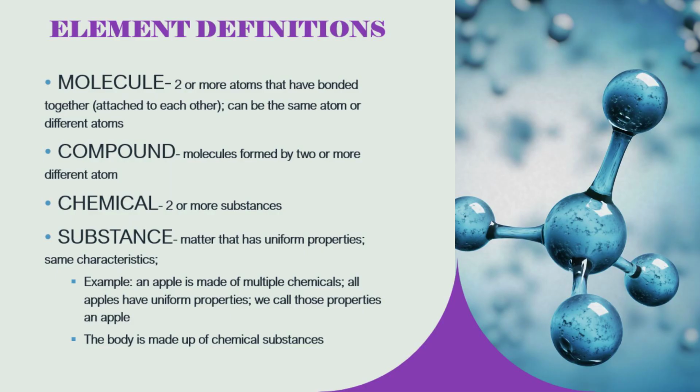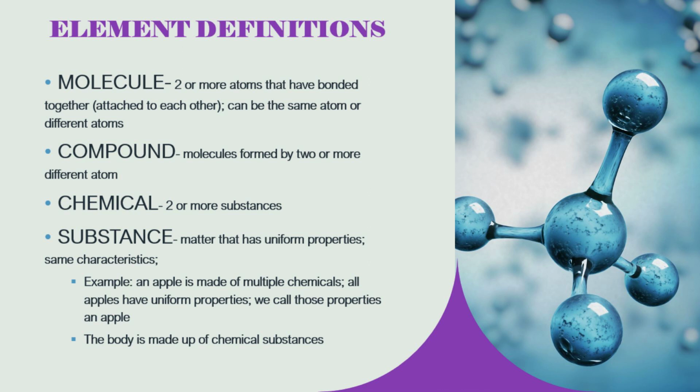Few more definitions. These definitions refer to the different formations of elements. A molecule: two or more atoms that have bonded together or attached to each other. They can be the same atoms or different atoms. A compound: molecules formed by two or more different atoms. A chemical: two or more substances. A substance: matter that has uniform properties or the same characteristics.